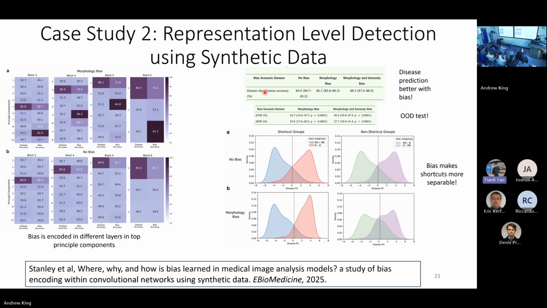So basically, disease classification accuracy measured on aggregate data shows that the morphology bias and the morphology and intensity bias trained models are better at predicting disease. But when we actually test it in an out of distribution setup, where we look at the difference in subgroups using the delta true positive rate and false positive rate, these are very high for the bias dataset. So this first establishes that the bias could cause performance disparities.